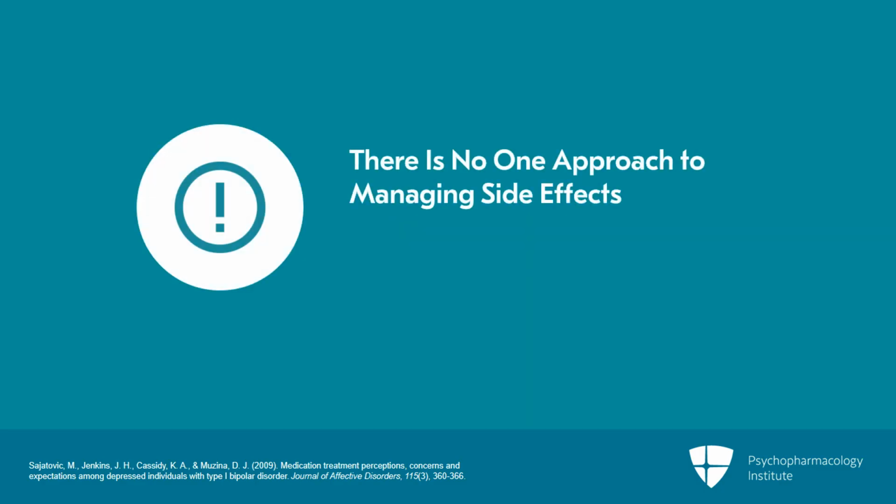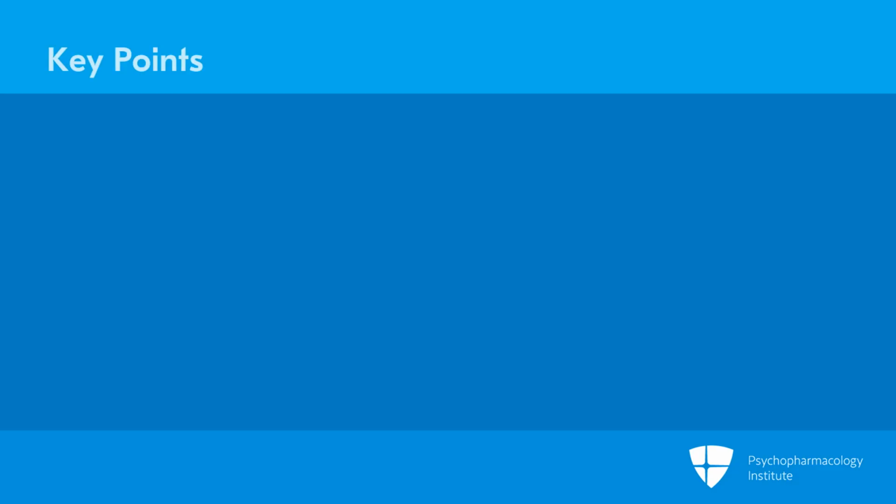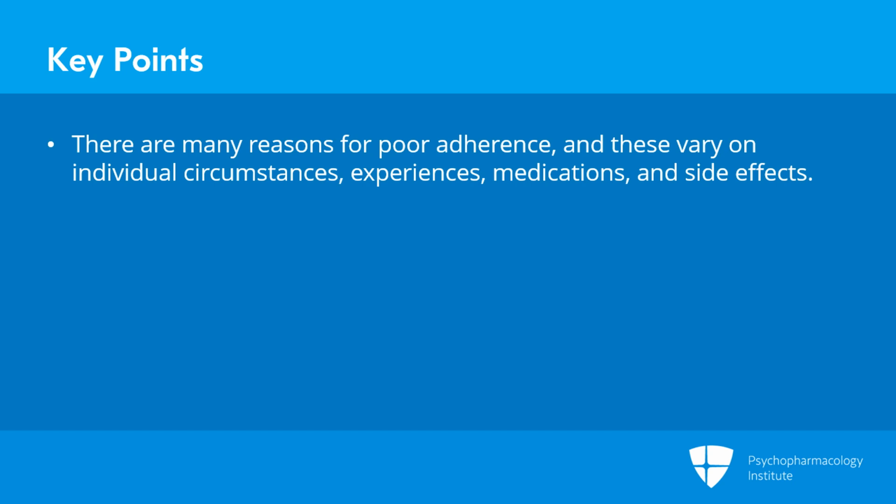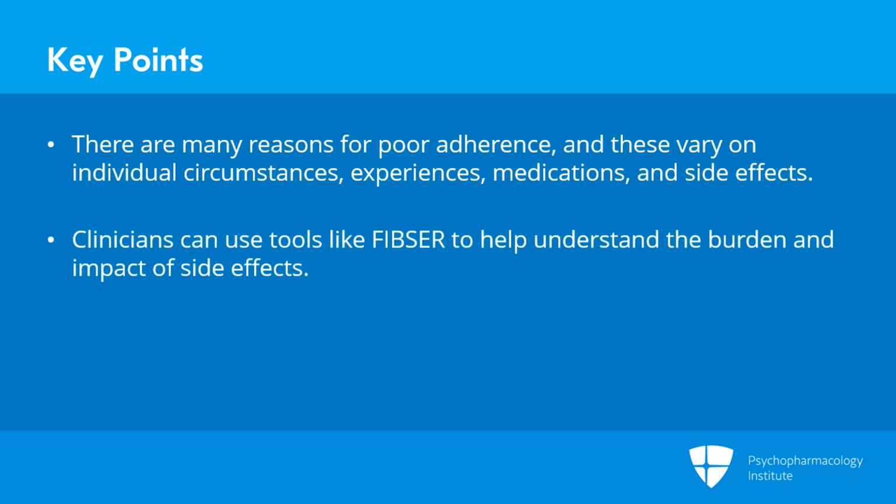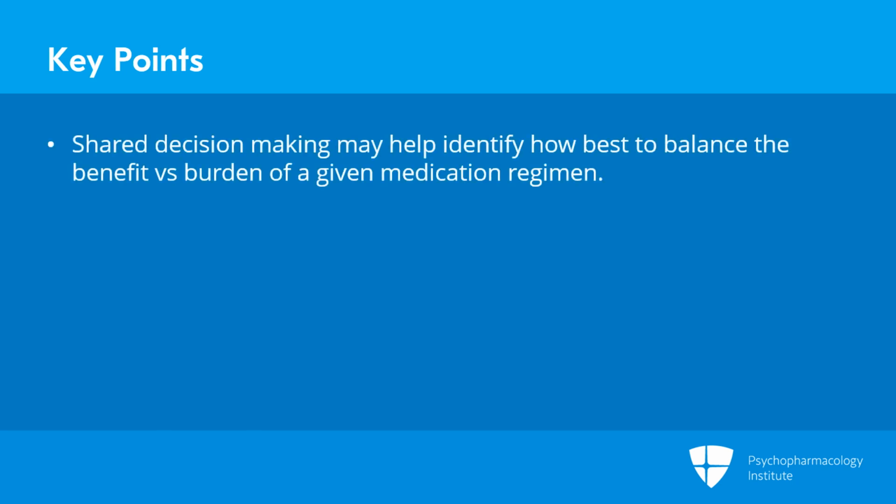There's no one approach to managing side effects. It really depends on the patient and their circumstance. The number one thing is that patients and clinicians need to communicate about options and potential solutions. So the key points here: while there are many reasons for poor adherence, and these vary on individual patient circumstances, experienced medication side effects or side effects that patients are concerned about can drive adherence behaviors. Patients can vote with their feet. They can stop taking medications due to side effects. There are tools like the FIBSR that clinicians can use to help understand the burden and impact of side effects. And finally, shared decision-making between patients and clinicians may help identify how best to balance benefit versus burden of a given medication regimen.